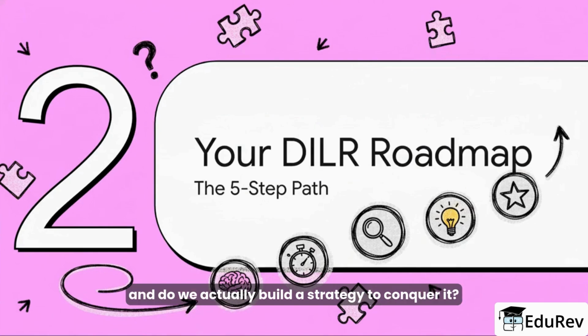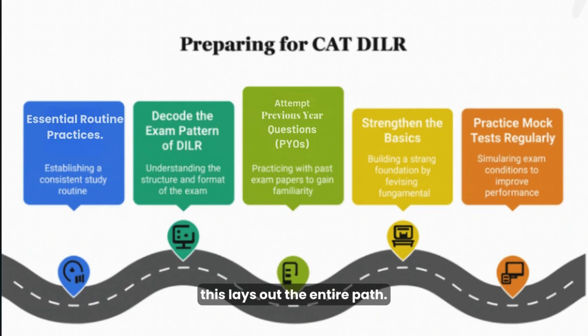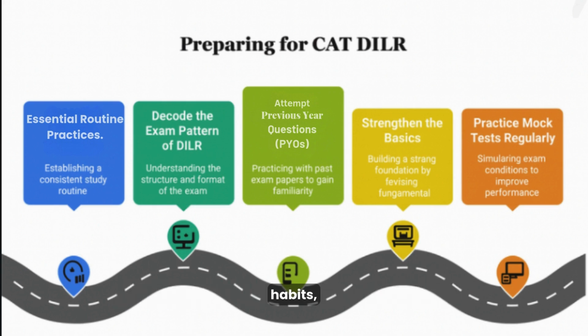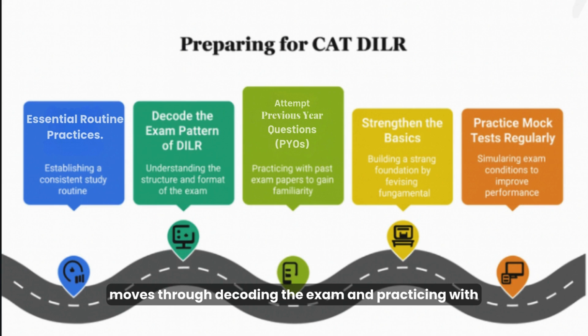So knowing the challenge, how do we actually build a strategy to conquer it? The answer isn't just practicing randomly. It's about having a structured plan. So let's look at a 5-step roadmap that can guide your preparation from the very beginning all the way to exam day. And this slide right here lays out the entire path. This is the heart of the strategy. You can see how it starts with the basic foundational habits, moves through decoding the exam and practicing with past papers, and ends with mastering mock tests and analysis. Each step is just the building block for the next one.